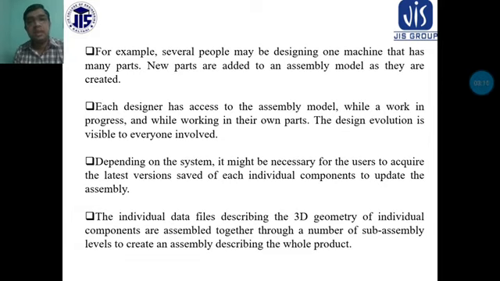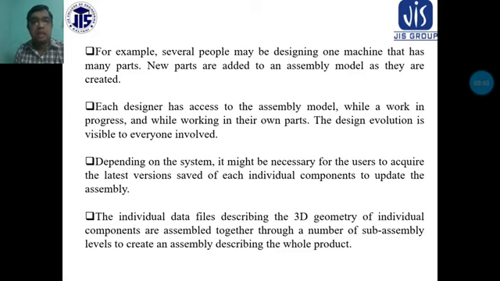Suppose a designer, like a production engineer, first gives a structure. Just like when constructing a house, first the promoter starts the structure, and then the brickwork, the shuttering, the different wiring jobs, and the plaster above the brickwork are done. Similarly, you have to assemble the different parts, starting with the new parts and adding them, and another assembly model can also be inserted.